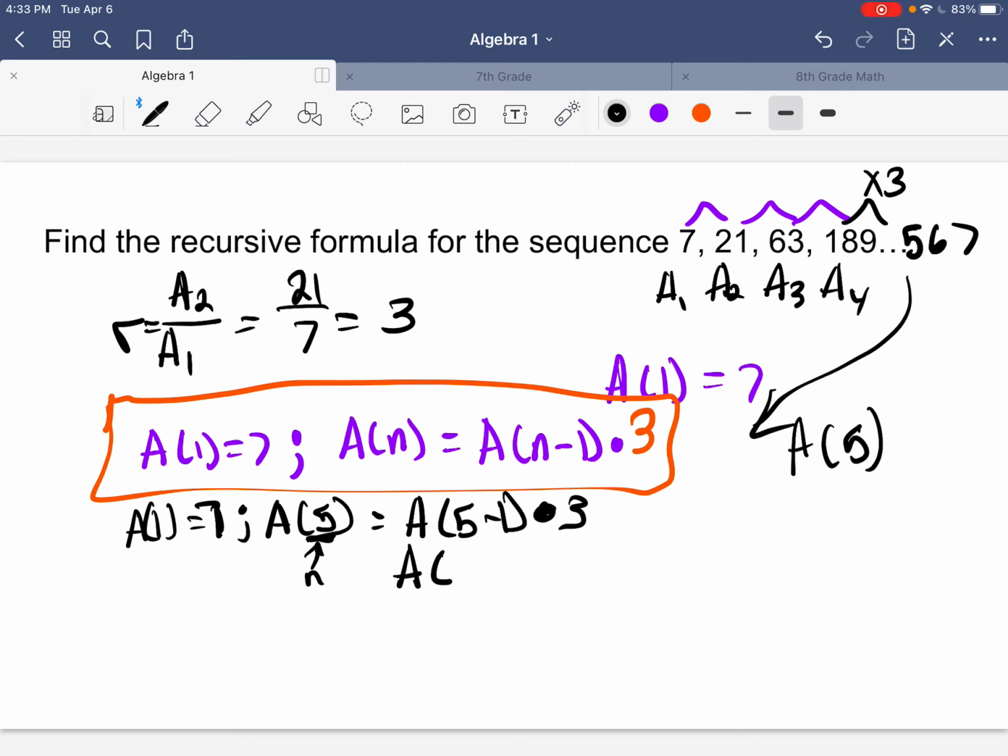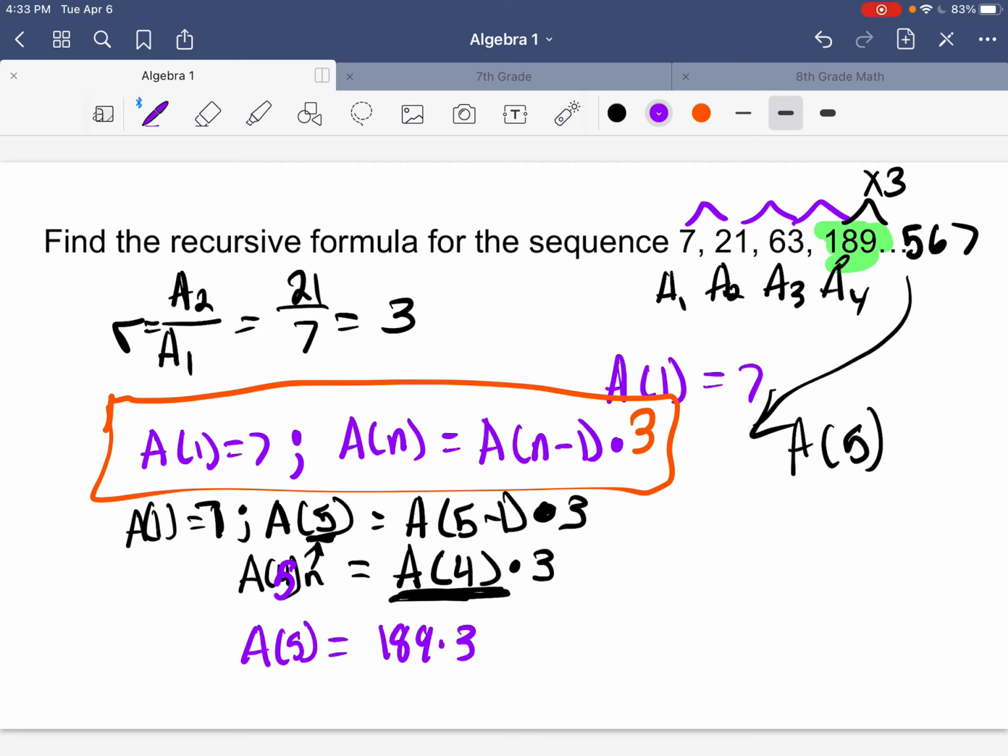So A4 times 3. Well, what was the fourth term? This means I need the fourth term of the sequence. The fourth term of the sequence was right up here at 189, and therefore, no, that should be A5. Therefore, the fifth term of the sequence is equal to the fourth term times 3. So it's equal to 189 times 3, which we just did. So the fifth term is equal to 567.